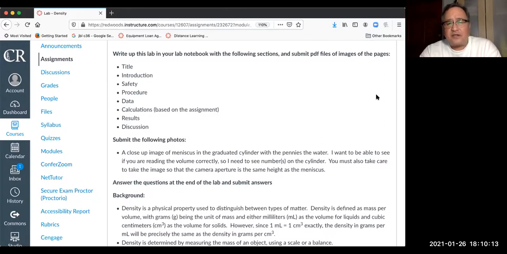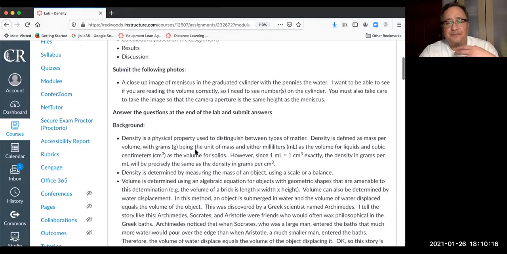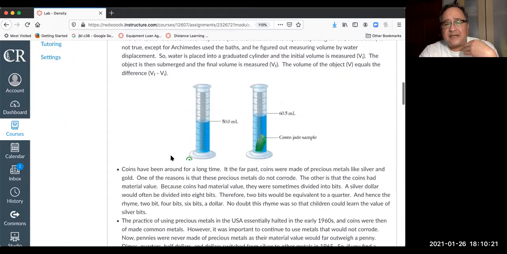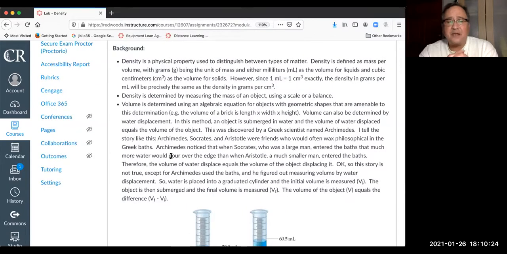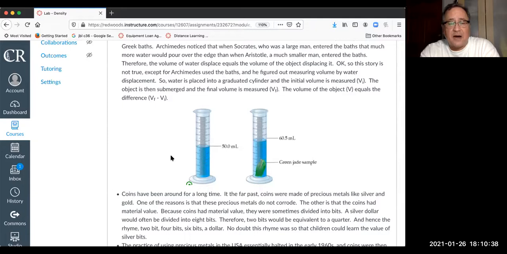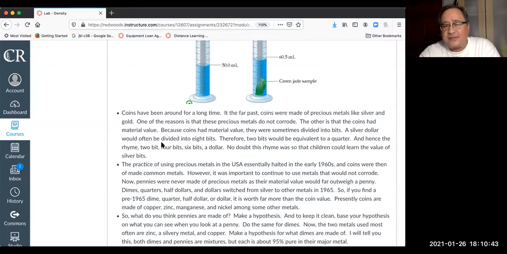Now for the background here, which you can incorporate into the introduction, I talk about density, how it can be determined. Basically density is mass divided by volume. You determine the density by getting the mass of an object and you get its volume. There are 2 ways to get the volume: by water displacement, which is this image right here, and also by geometric shape. Then I talk about coins. They're made out of metals, used to be precious metals. I give you an explanation for the term 2 bits. That'll be 2 bits, cowboy, which is a quarter.